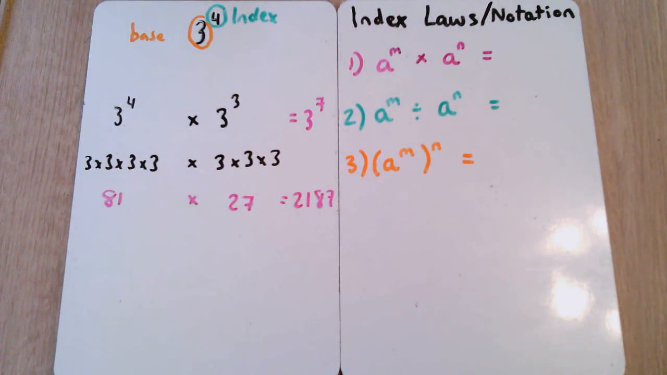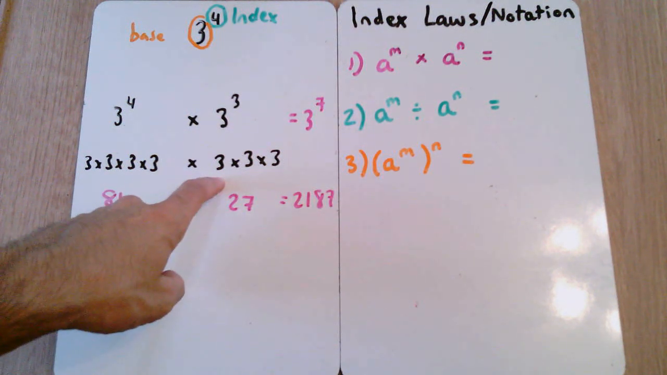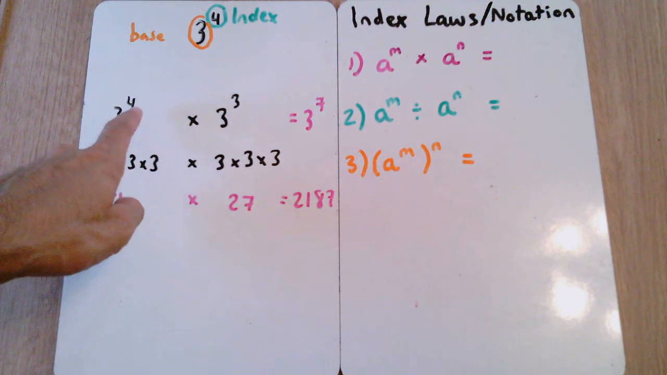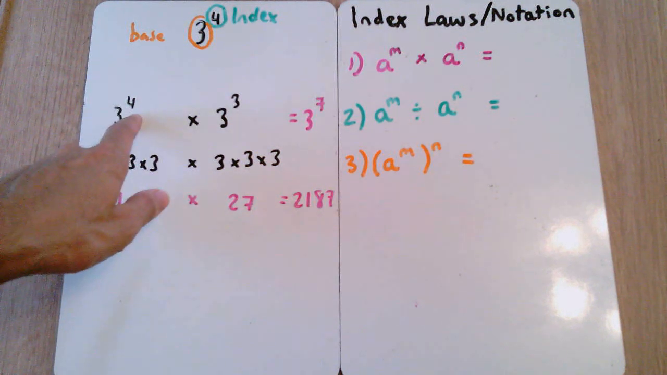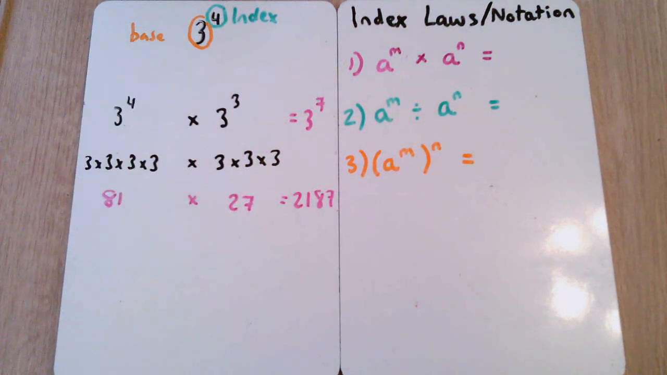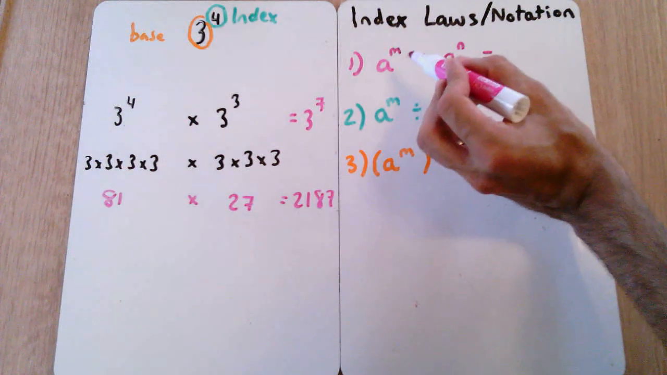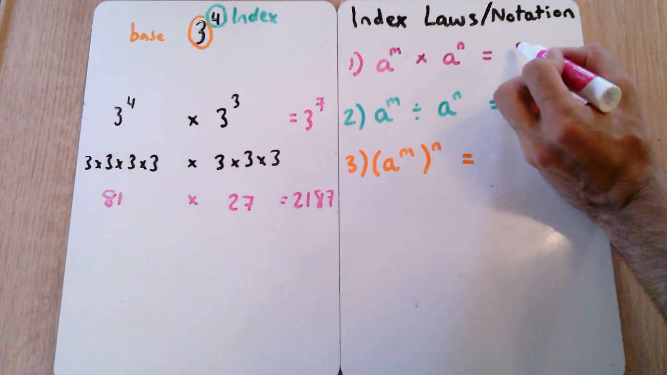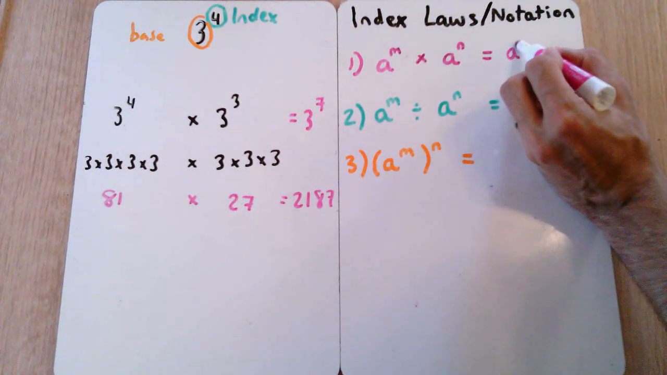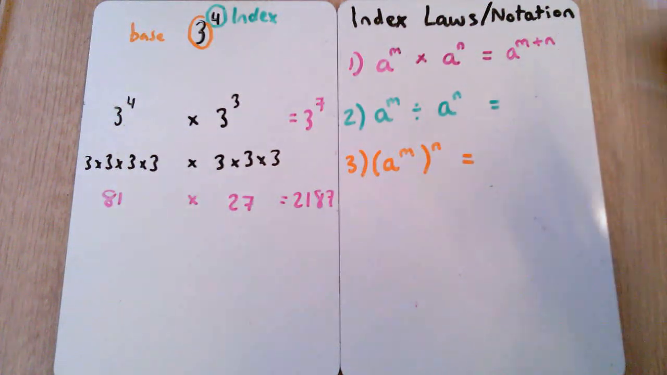What we can see is that if I had four 3s here and three 3s here, I could have got that just by adding these indices, the 4 and the 3. That is how the multiplication will work. All you do is add the two indices. So over here, if I've got a to the m times by a to the n, I can add those to give me a to the m plus n.